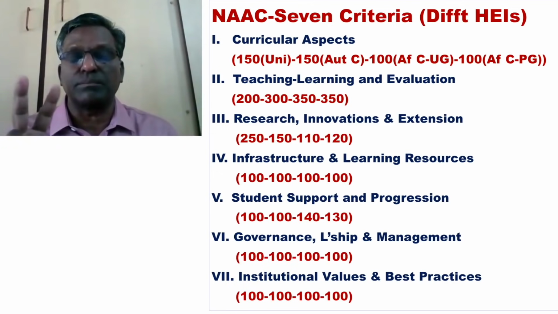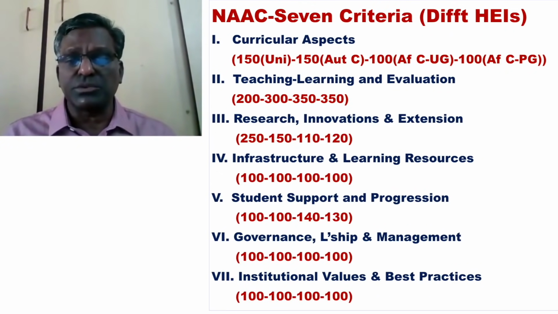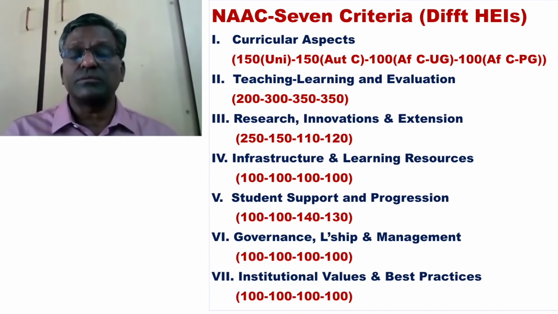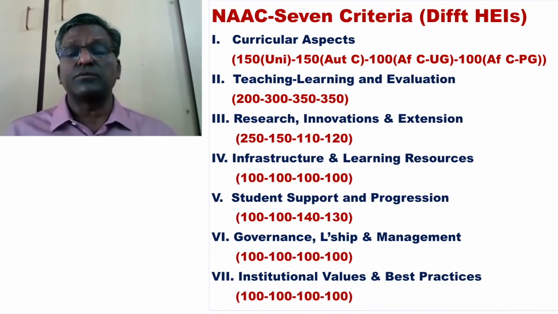So please remember there are 2 things. Number 1, for all the higher educational institutions, the 7 criteria are the same, but the weightage, the allocation of marks, the distribution of marks, that is different. So that is why the 4 columns. Now the first number refers to universities, the second number refers to autonomous colleges, the third number refers to affiliated colleges, UG, and the fourth number refers to affiliated colleges, PG.